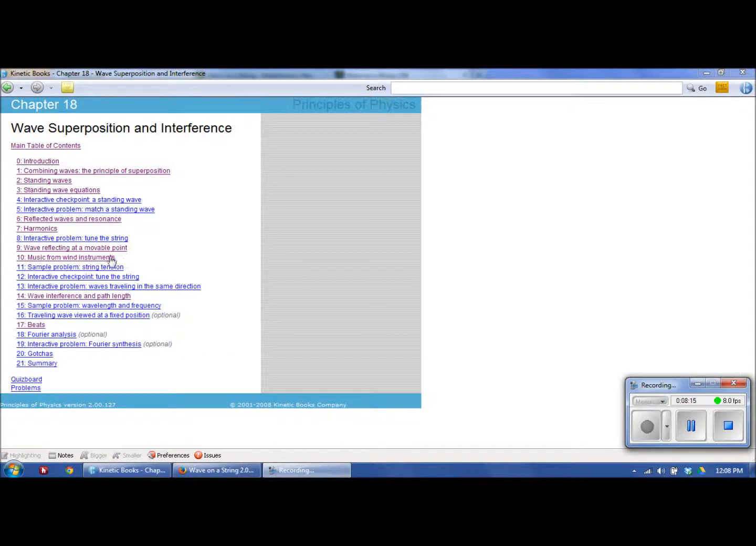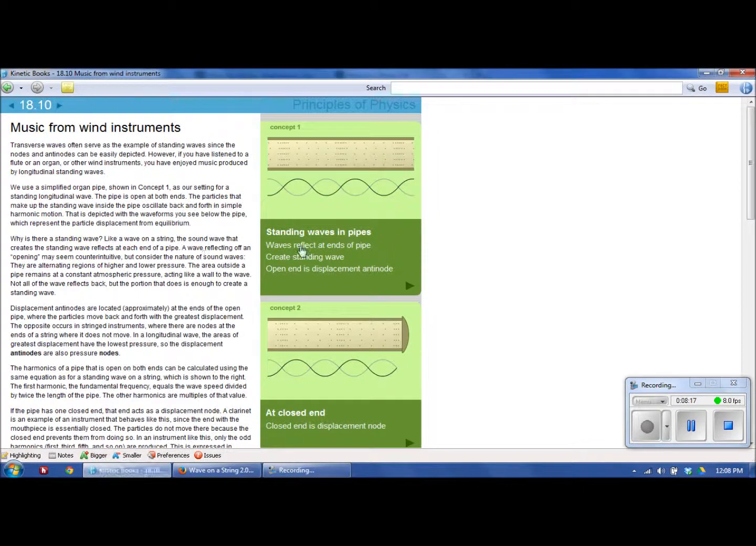The next section I wanted to talk about was section 10 here, which is how we get music from different types of pipes also. And I have a really neat video on this that we're going to show in a minute. It's something you definitely shouldn't do at home, but I'll show that in a minute.